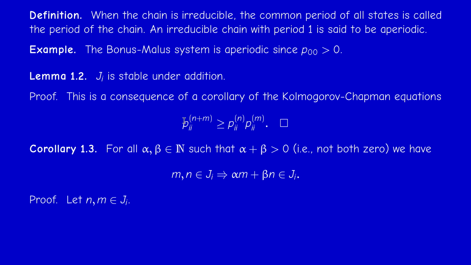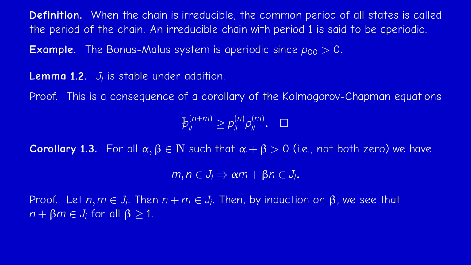So take two integers n and m in Ji. The sum is in Ji. So n plus m is in Ji. So n plus m plus 2m is in Ji. So n plus m plus 3m is in Ji. So continuing this process, if you apply lemma 1.2 inductively, we see that n plus beta m is in Ji. So you can write a reasoning by induction here. And now if I do an induction on alpha, I see that alpha n plus beta m is in Ji.